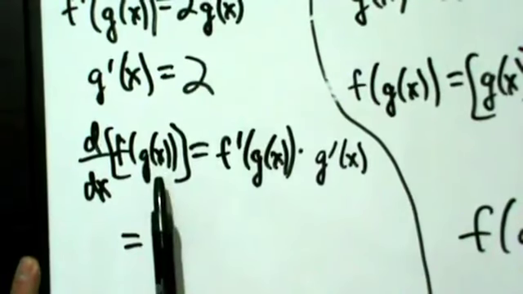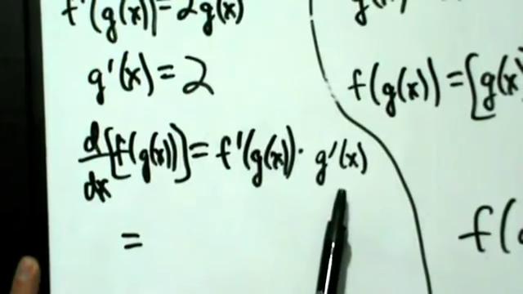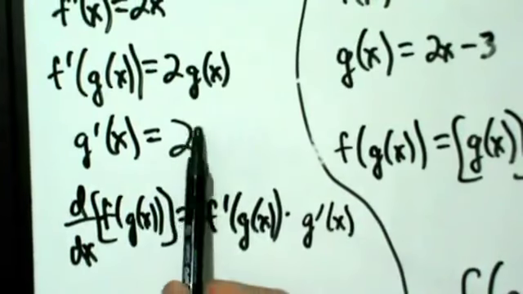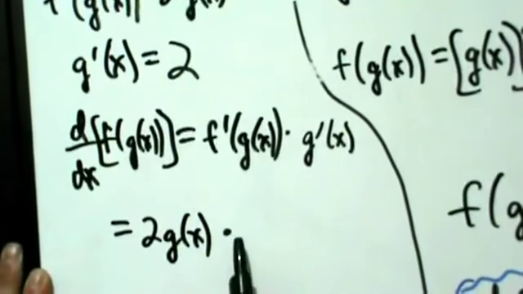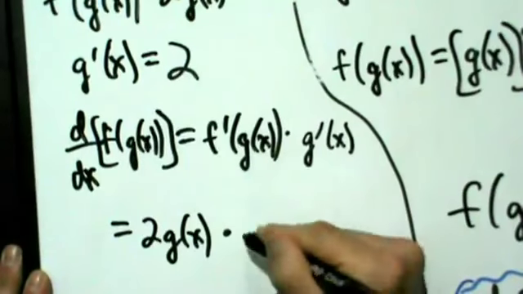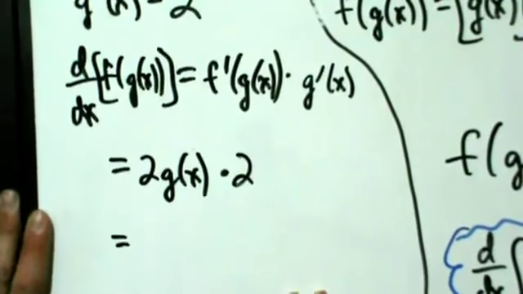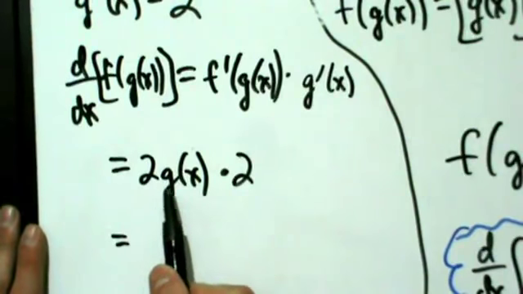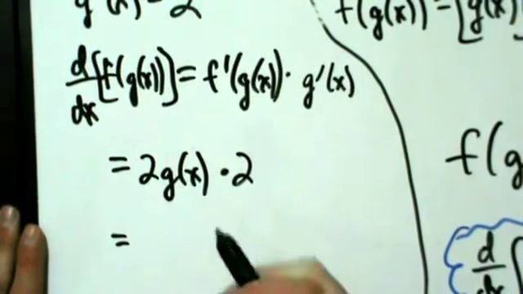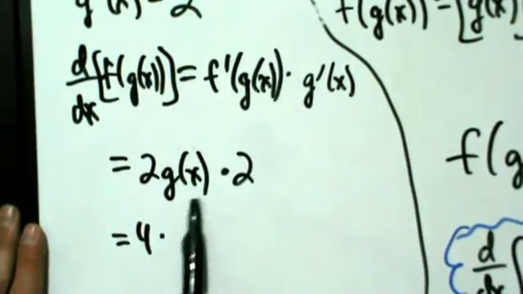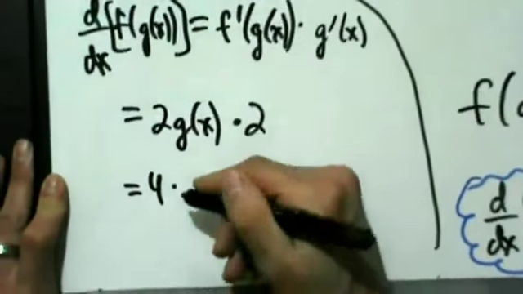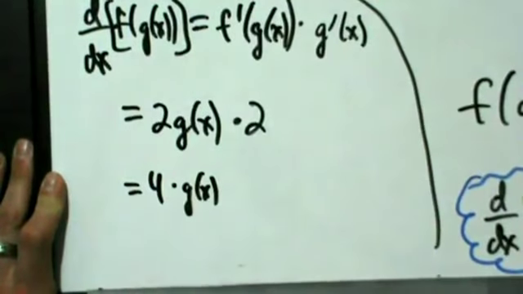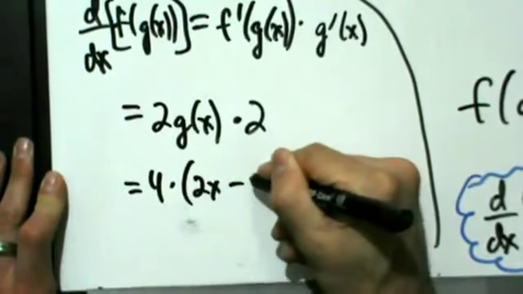So d/dx of f of g of x equals f primed of g of x times g primed of x. And f primed of g of x is 2g of x, multiplied by g primed of x, which we just found is 2. So now we're going to simplify this. 2 times g of x and then times another 2. So 2 times 2 is 4, and then we're multiplying by g of x. But what's g of x? It's 2x minus 3. So this is 4 times the quantity 2x minus 3.